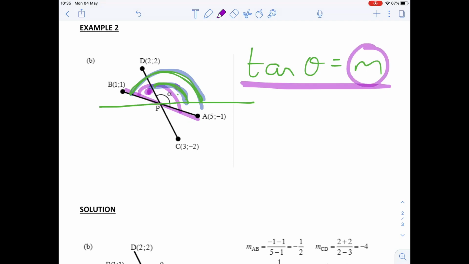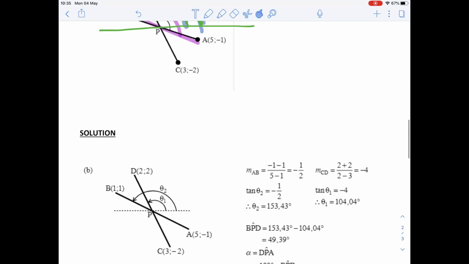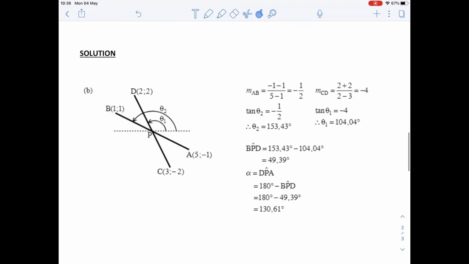But to use the formula, we need gradient. And in this particular example here, the gradient is not given. So our first step is going to be to work out the gradient of line AB and the gradient of line CD. So if we work out the gradient of line AB, we're going to get -1/2. And therefore we can work out the angle of inclination, which is going to be shift tan 1/2.